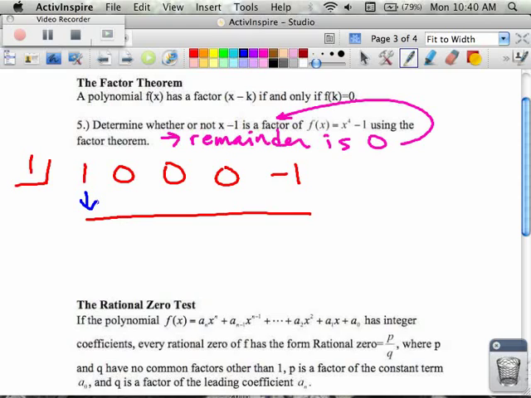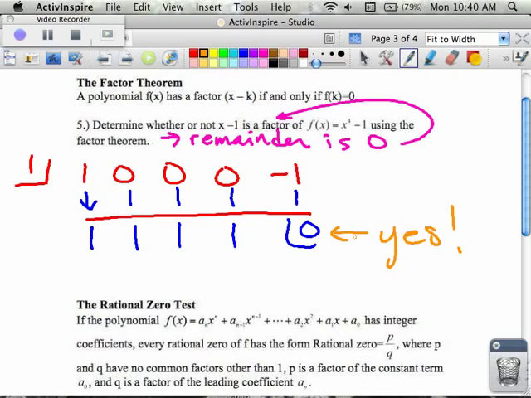Bring down the 1. If you can't do this in your head, there's some issues. Sarah, I recorded this. Make sure your dad watches it. Touch her again, Catherine. 1 times 1 is 1. Add them up. 1 times 1 is 1. Add them up. Anybody having difficulty so far? Sarah. 1 times 1. Add them up. 1 times 1. Add them up. 0. 0. She said 1 again, didn't she? The answer is yes. It is a factor because we produced a 0 as a remainder.